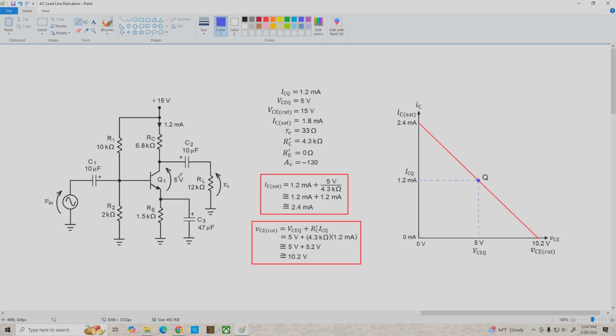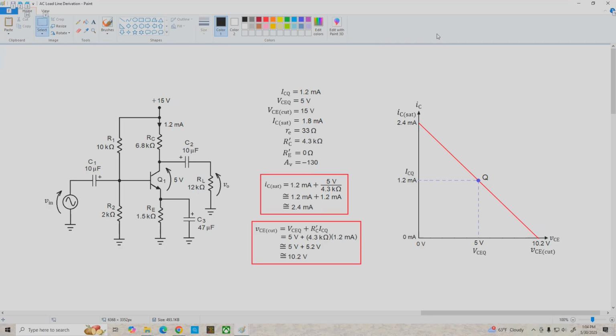for this transistor. Here's our AC equivalent collector resistance. Our AC equivalent emitter resistance is 0 because we fully bypassed the emitter, and the gain's pretty high at negative 130. Here's our IC sat and VCE cutoff calculations and the load line.